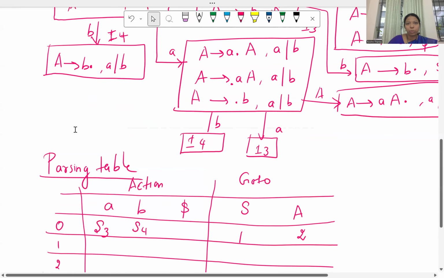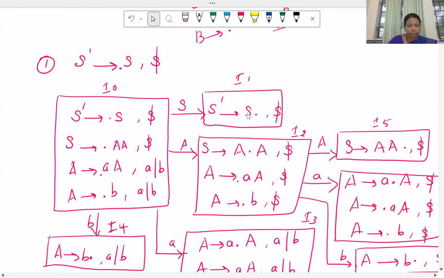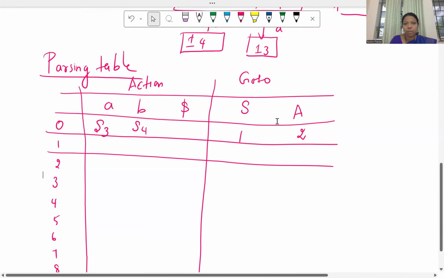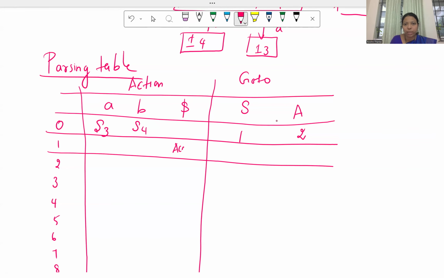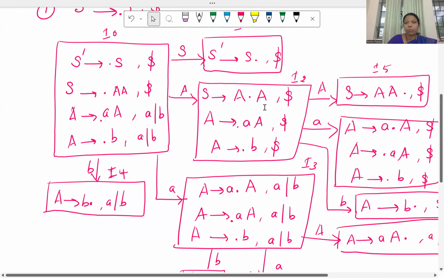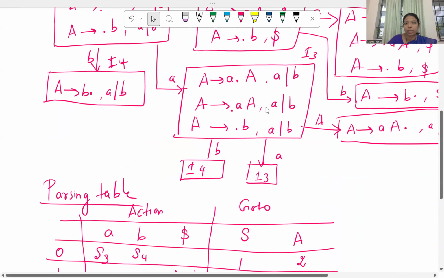Now we go to state number 1. If you look here, it is a final state because we have read all the symbols, and that too, it's a special production, that is the augmented production. As we have learned in SLR, if it is an augmented production and a final state, then on dollar you have to write accept. So on dollar, you write accept. And in state number 1, we don't have any other go to, so that's it.